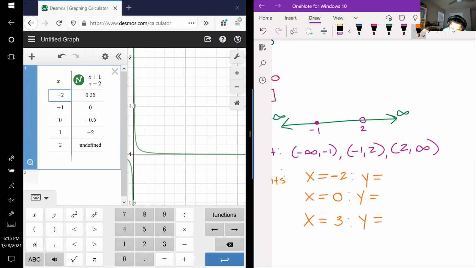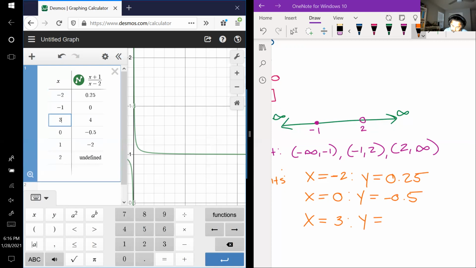If I plug in -2, look, it's already there. -2, I get 0.25. 0, it's already there. I get -0.5. And 3, it's not there, so I'll just type it in on one of these. Let me see. I'll type in 3, and I get +4. Look at that. Number crunching's done super fast.